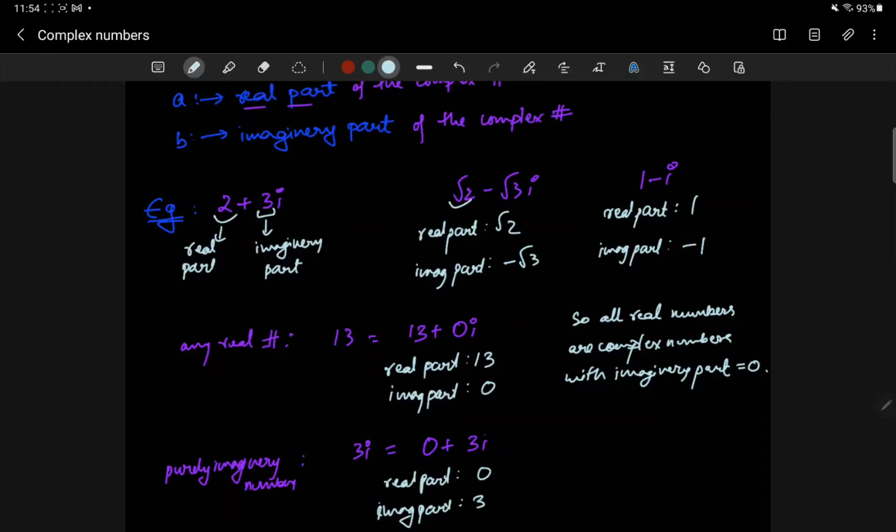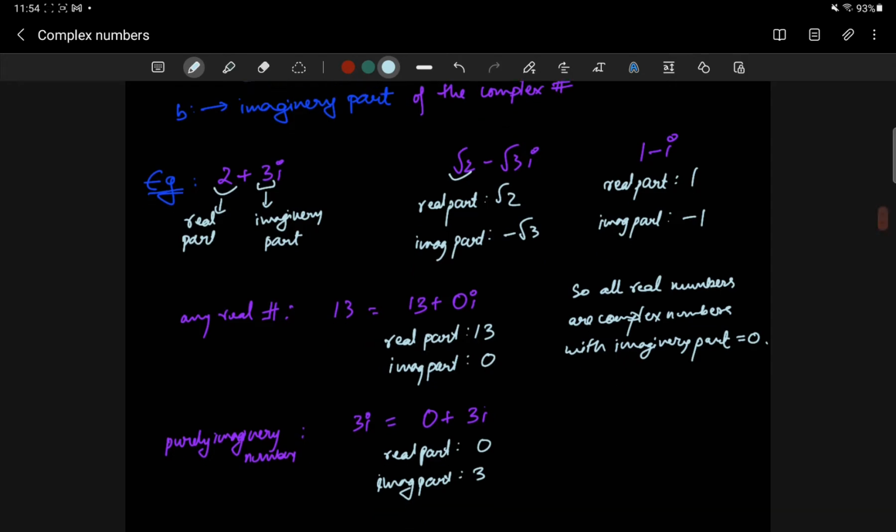Hi everyone. In the previous video we looked at the definition of a complex number, how all real numbers are complex numbers with the imaginary part being 0, and how we can talk about the real part and imaginary part of complex numbers. Now we're going to look at some algebra.